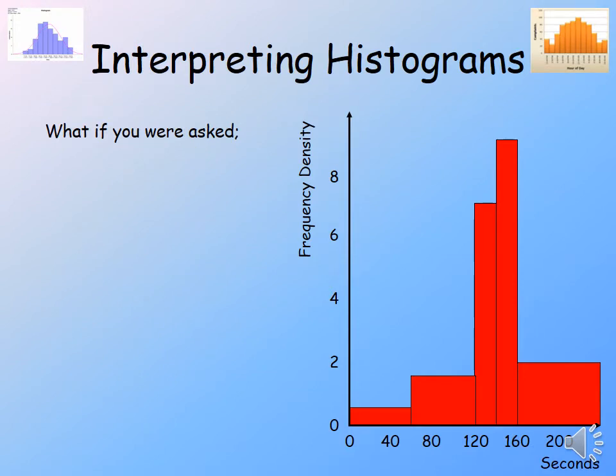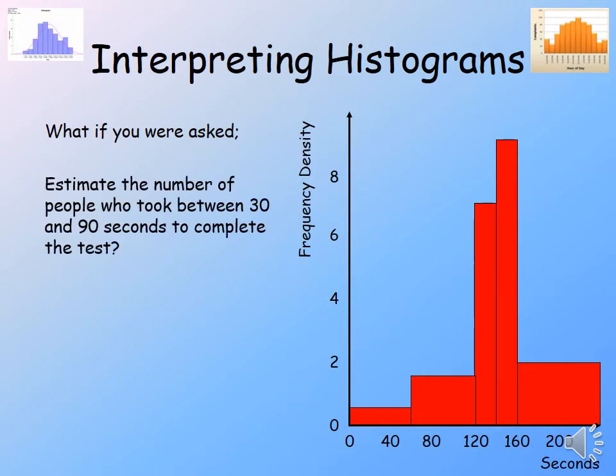Okay, so here's another question we could be asked. Estimate the number of people who took between 30 and 90 seconds to complete the test. So if you can remember from the previous lesson, we need to find those areas, create rectangles, and do some multiplications. Okay, 5 seconds for you to have a go, for you to freeze the screen.